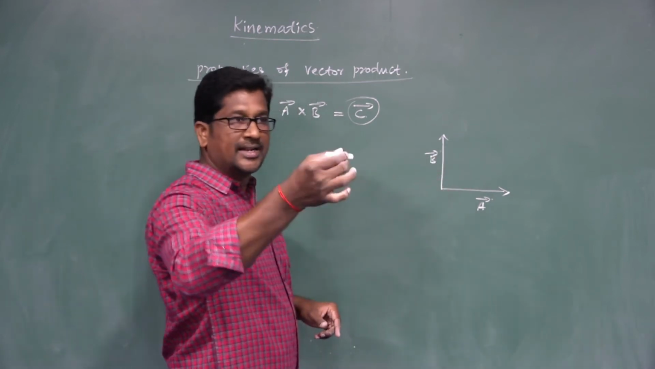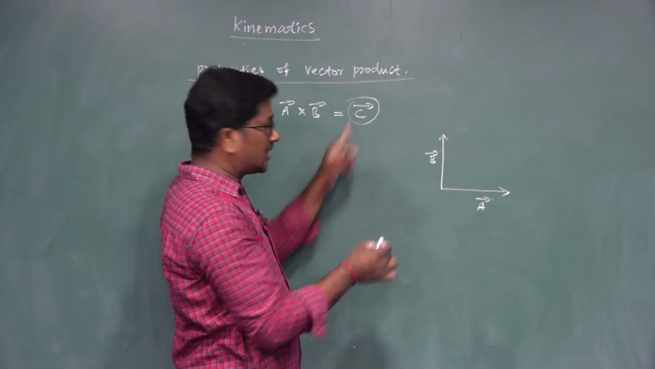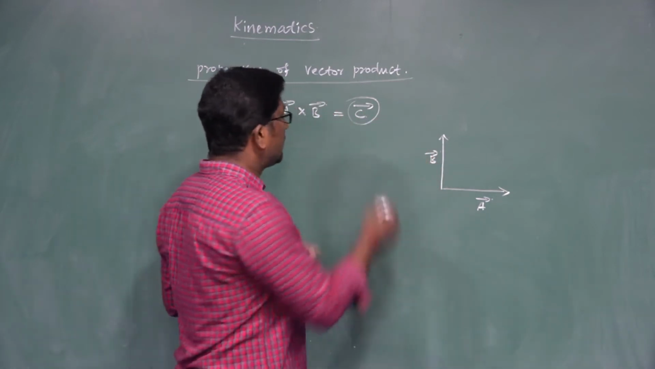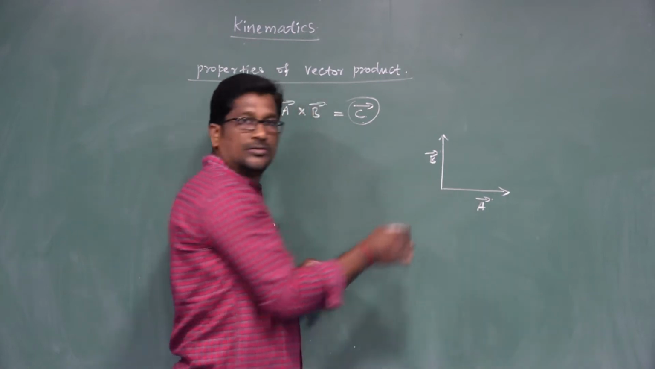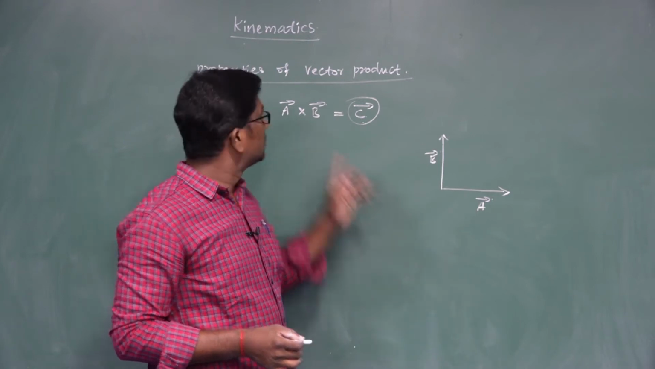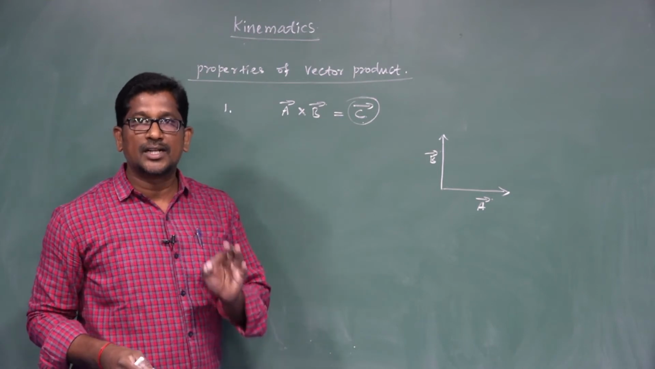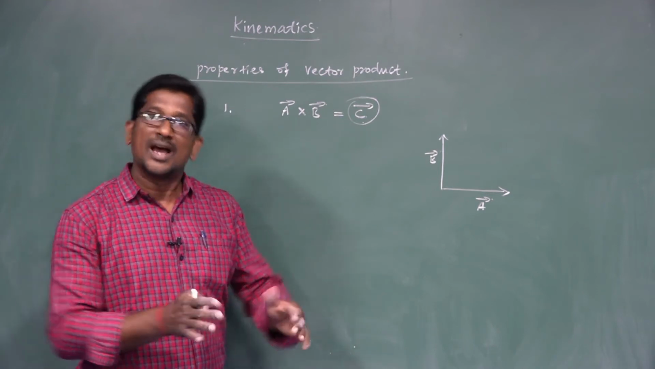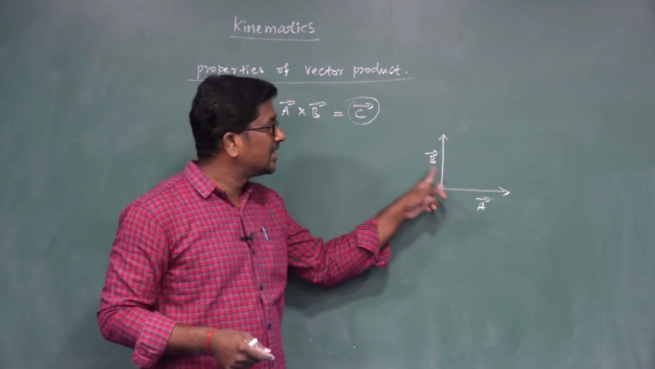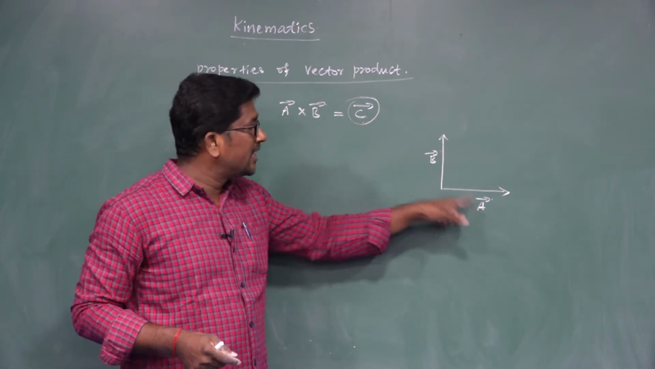So what is the perpendicular direction for this plane? It is either outward or inward. The direction of the C vector may be outward, acting outward from the board, or its direction may be towards the board. But anyhow, its direction is perpendicular to A vector and B vector. So this is the first property of a vector product. The vector product of any two vectors gives another vector whose direction is always perpendicular to the plane containing A vector and B vector. That is, the C vector direction is orthogonal to A vector and B vector.